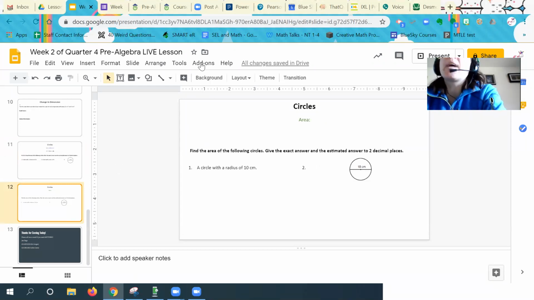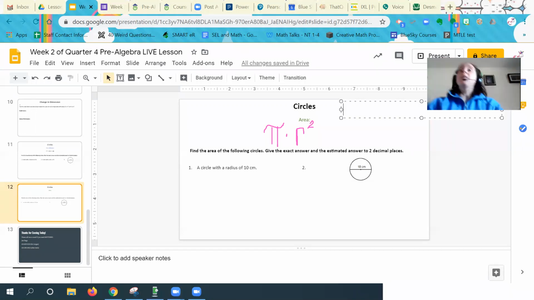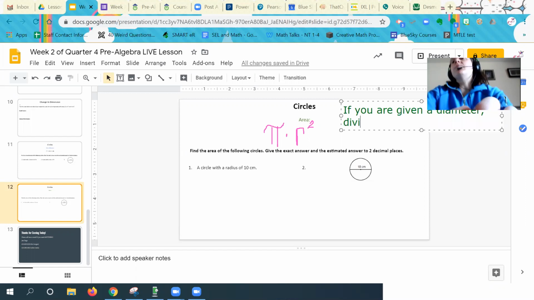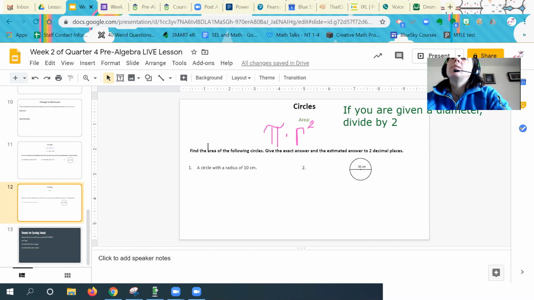Area is always the same formula, and it's not on here. So we take pi times your radius squared. Notice how there is no diameter one. So if you are given a diameter, you have to divide by 2. Okay? So if you're given a diameter, divide by 2 to get that radius.